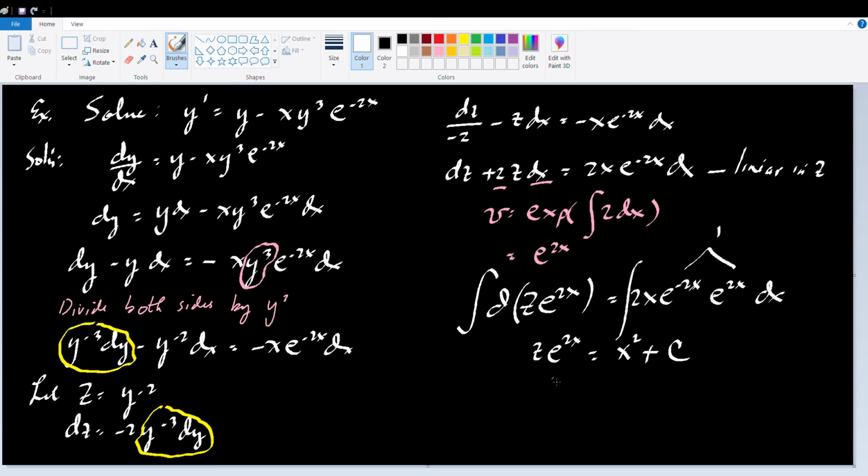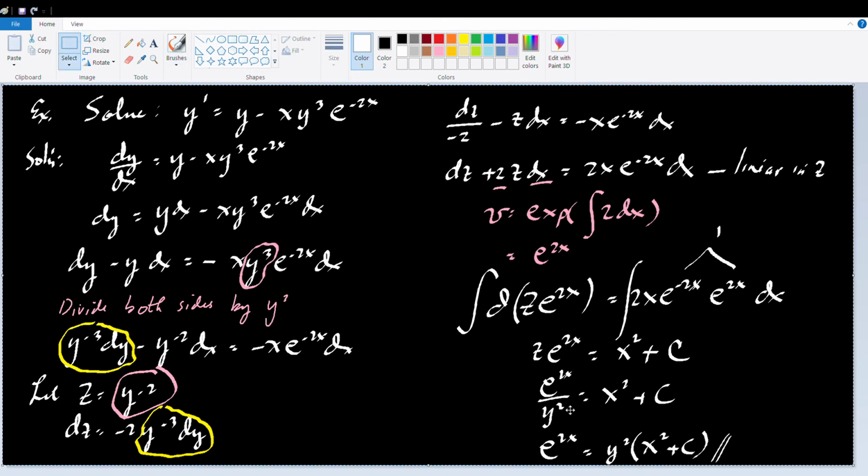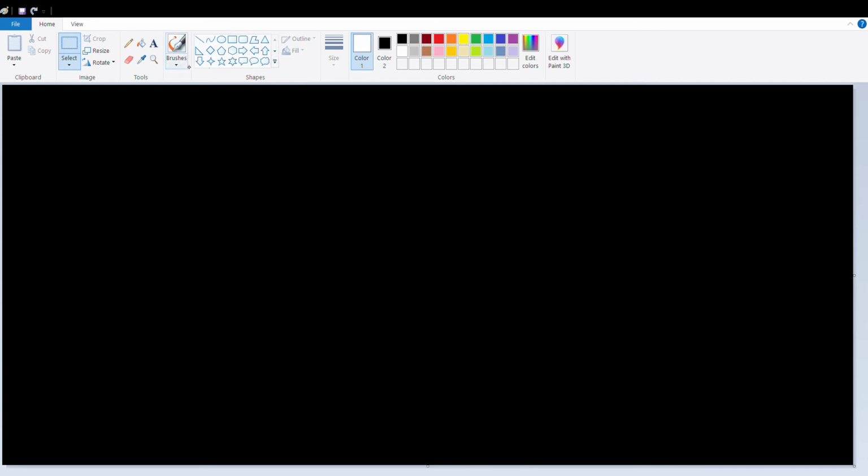And our z is y to the negative 2, or e to the 2x over y squared equal to x squared plus c, or e to the 2x equal to y squared times x squared plus c. Okay? Let us have another one.